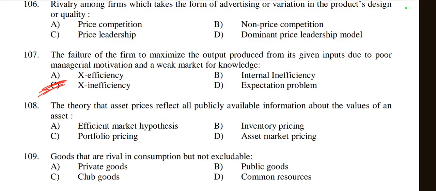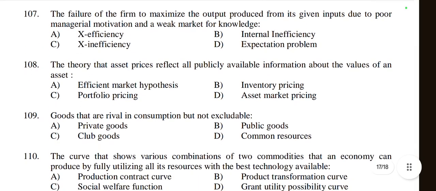So this leads to higher cost and reduced efficiency compared to what is theoretically achievable. So it is called X inefficiency. Then question number 108, the theory that asset prices reflect all publicly available information about the values of an asset. It is called efficient market hypothesis, inventory pricing, portfolio pricing, or asset market pricing. It is called efficient market hypothesis.